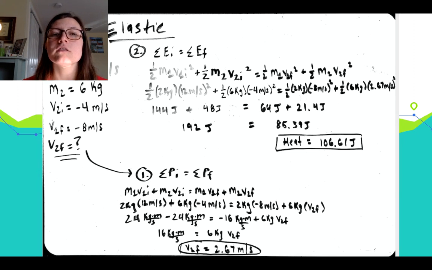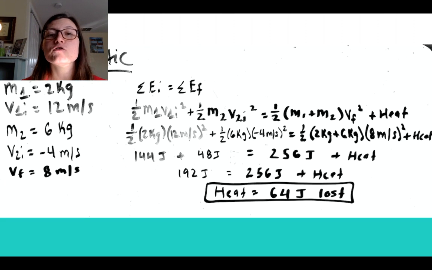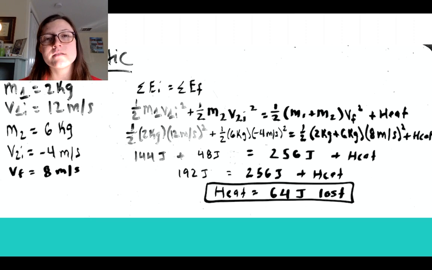The second way in which you could have approached it would be to treat it like an inelastic collision, which is stated in the problem. If you treat it like an inelastic collision, that means that both object 1 and 2 have the same velocity after the collision. So you'd add the masses, multiply by that final velocity of 8 meters per second, and then determine that 64 joules of energy were lost in the collision.